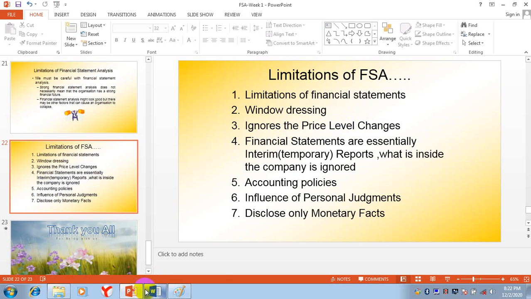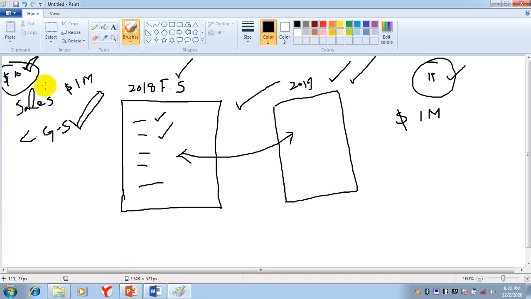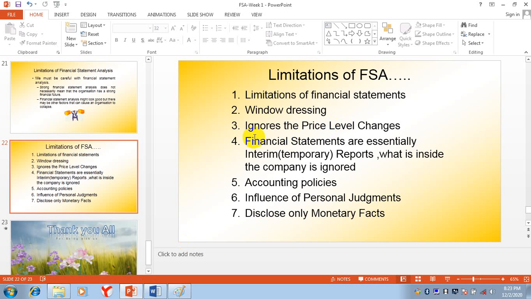We are just concerned about what? The total sales. In profitability analysis, net profit divided by sales. This is the formula: net profit divided by sales. So in net profit divided by sales, we are just focusing on the total sales volume. We are not focusing on 11 and 10. So this is another weakness of financial statement analysis.